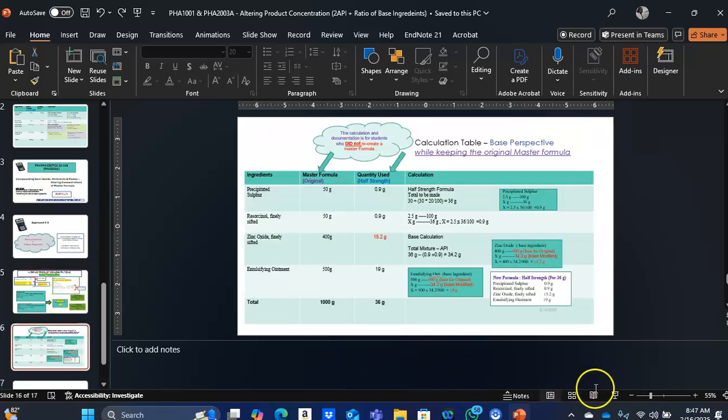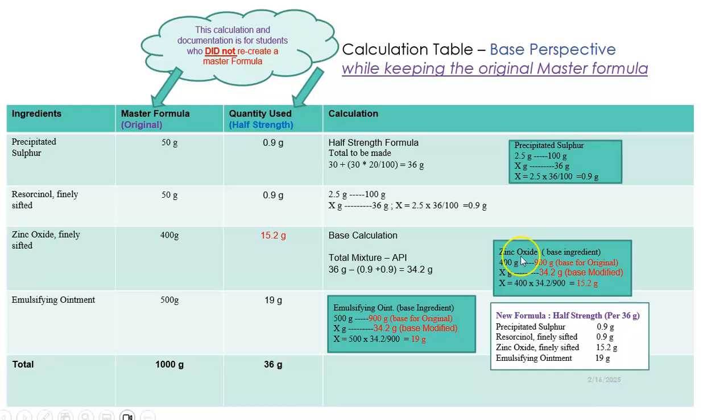So here, the documentation. Remember, in the table, the documentation for the table will be 50 grams, the original, and hence I've written the word original here. You did not alter the original. But because you're altering the prescription to be compounded, you have to put half strength in the quantity used column because this much must align with the objectives of the calculation.